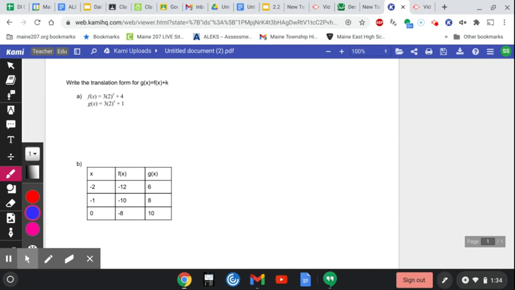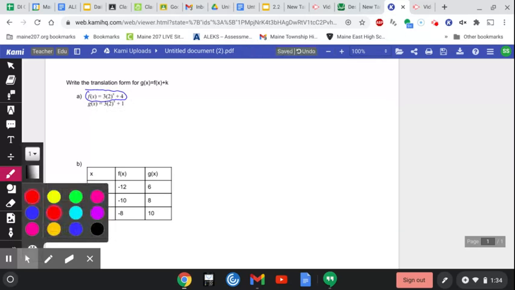Okay, so my hint here, we're trying to write the translation form for g of x, given a couple different types of information. So if you look at this first example, we have f of x. I'm going to just circle that in blue. And we have g of x. I'm going to circle that in red. What we're trying to do is write g of x equals f of x plus something.